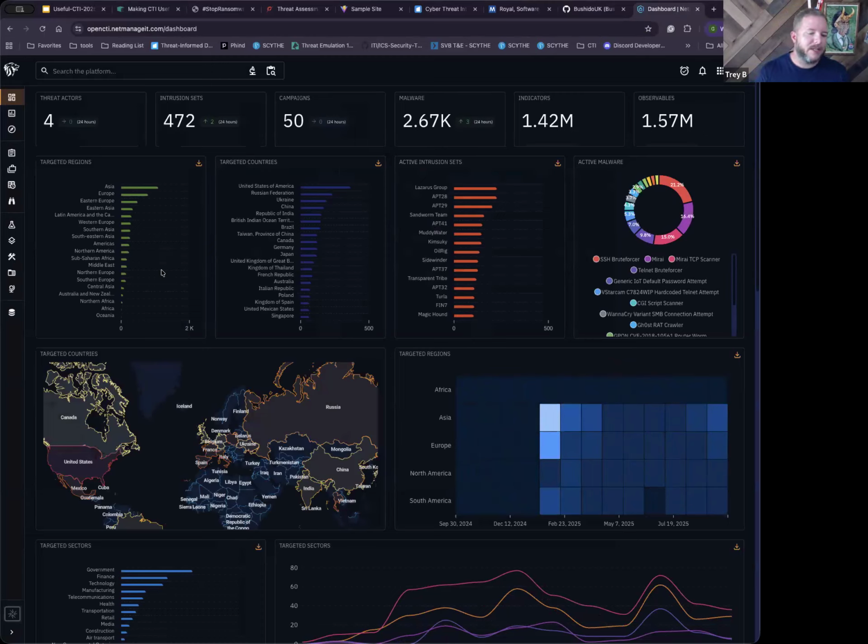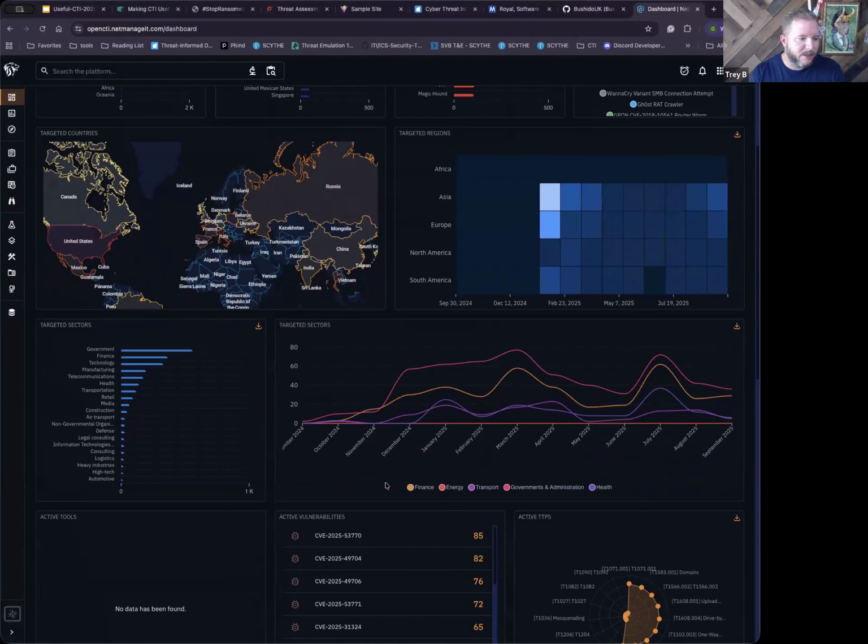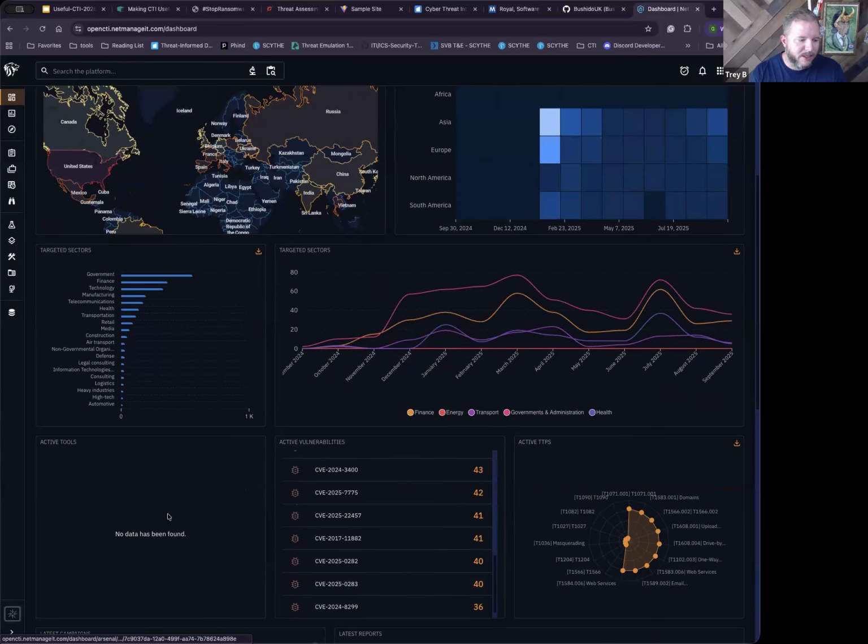But here I am. This is the main dashboard on OpenCTI for this one that's set up as a demo environment. It's really easy to just look at the data sets they have up here. You can see different trends, targeting sectors and regions by date, who they are, the sectors, any active vulnerabilities and reporting you're seeing.